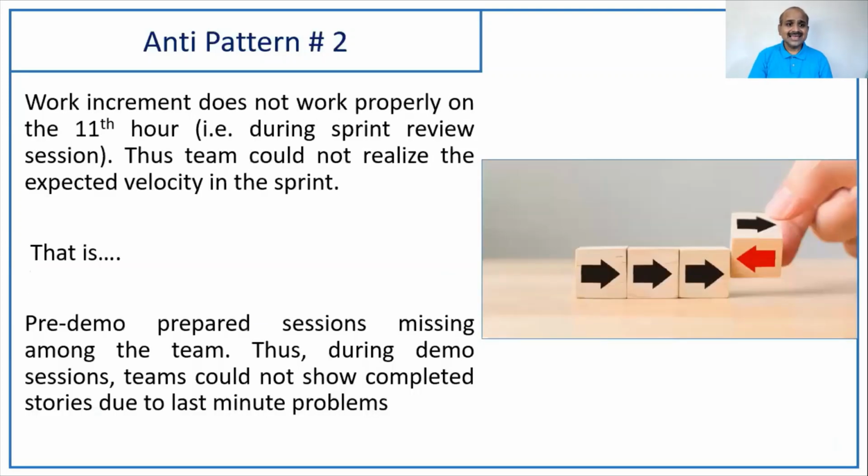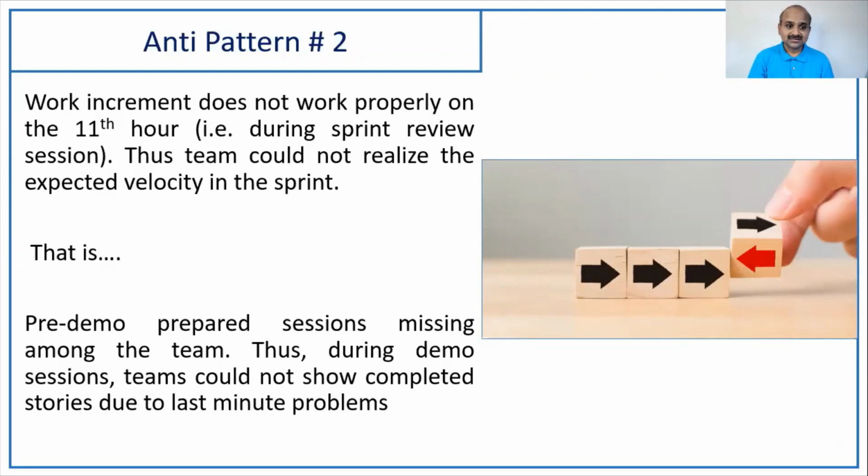Okay. The second anti-pattern is that the work increment, that means whatever features you're working on, doesn't work at the 11th hour. That means it was working fine, but suddenly in the sprint review meeting, it doesn't work. Because of that, the product owner says, okay, you did not showcase me the working product, so I don't want to award you the story points. So your team's velocity is getting dipped. That's a big gap.